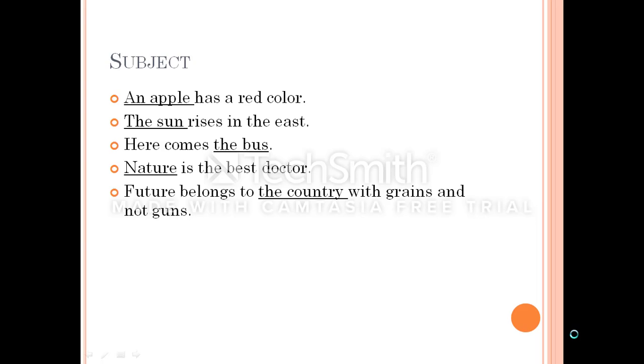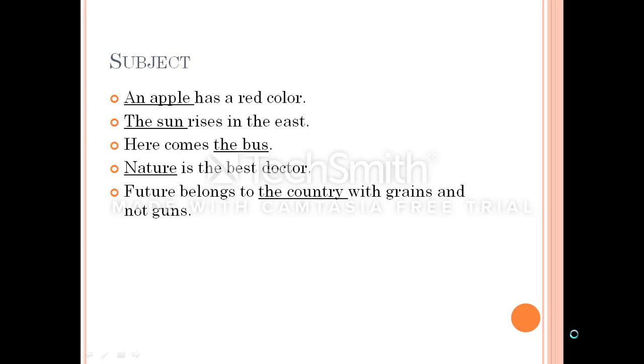For example, here there is a sentence called as here comes the bus. So here you are talking about a particular bus that is coming, and that is why the bus here is the subject of interest. Next is nature is the best doctor. You are telling something about the nature.